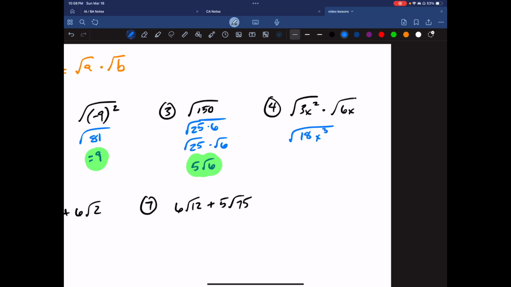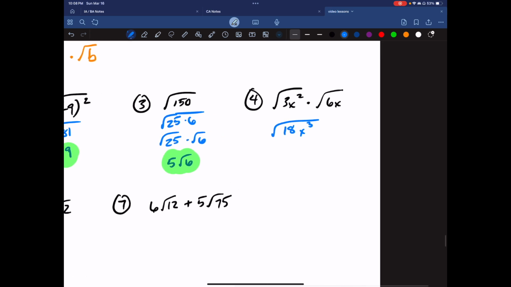Okay, well, again, you can break this apart. First of all, is there a perfect square that goes into 18? Well, 9 goes into 18, so the answer is yes. So I'm going to rewrite this product.